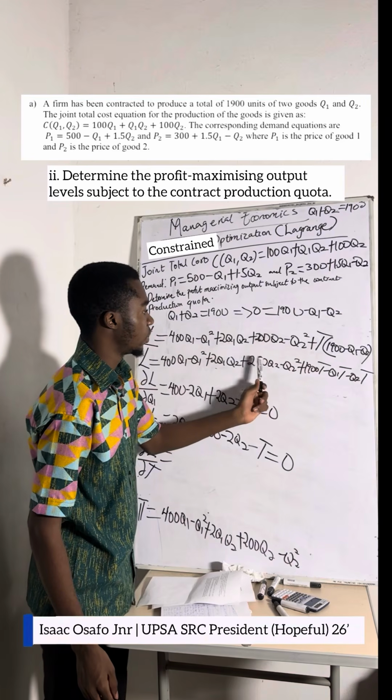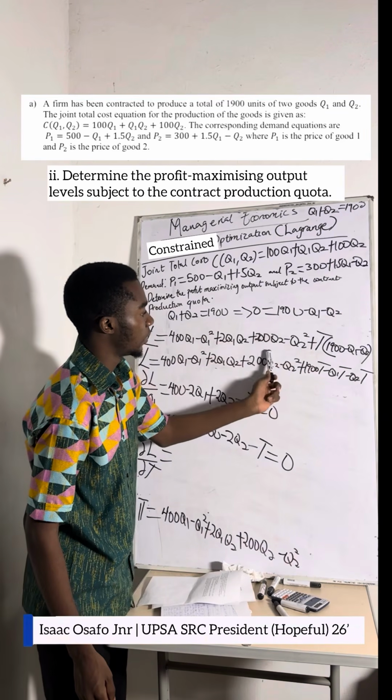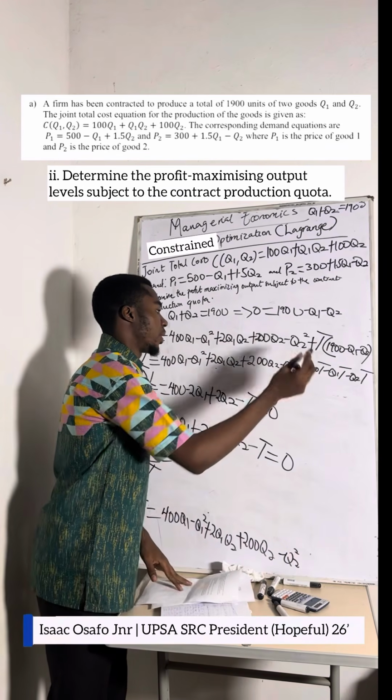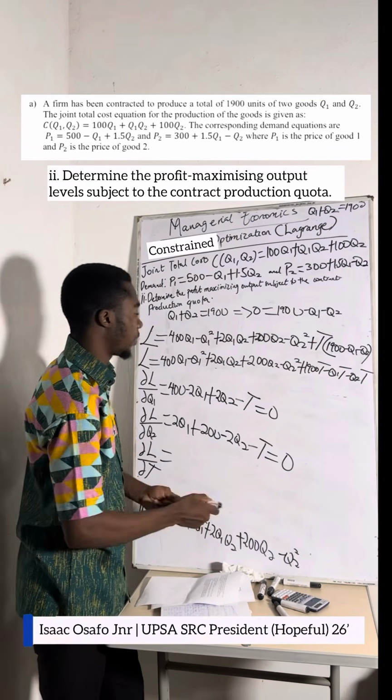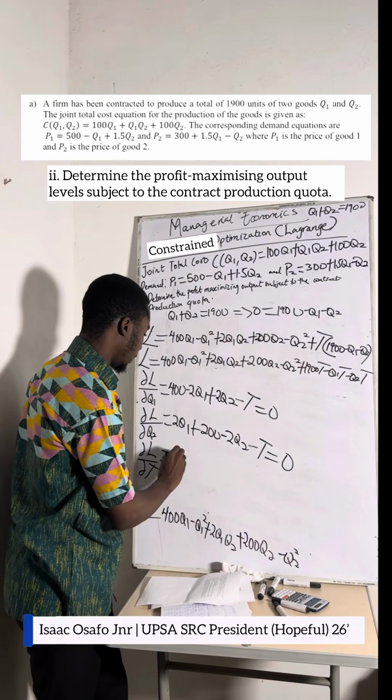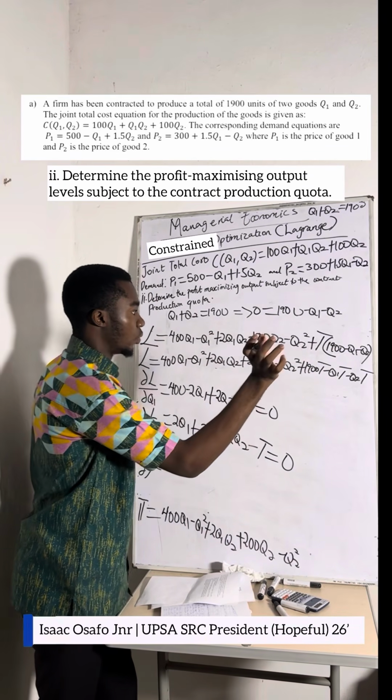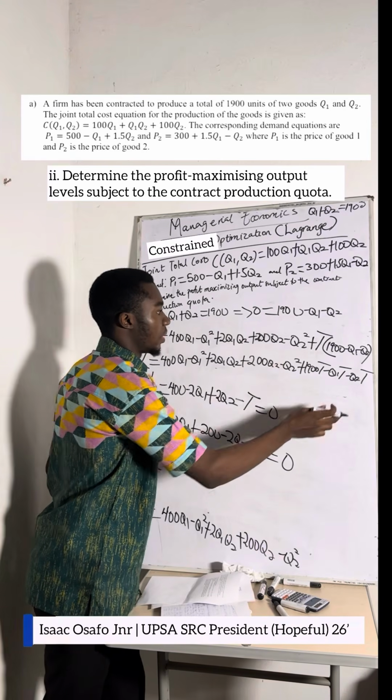200 K2, no lambda to be 0. Negative K2 squared, no lambda to be 0. Plus 1900 lambda. We are differentiating with respect to lambda. So now we are going to get 1900. You get it? It's like 1900 times 1, then lambda will go. Then minus K1 times lambda.